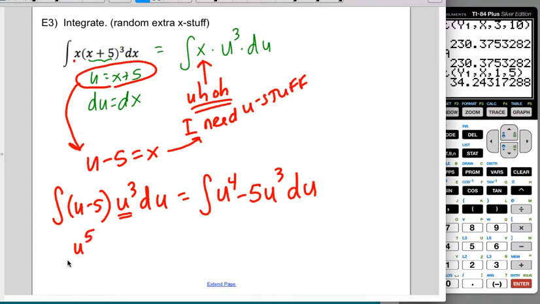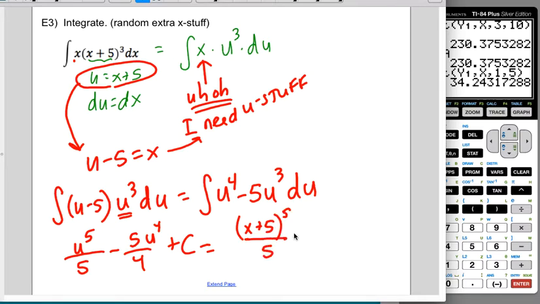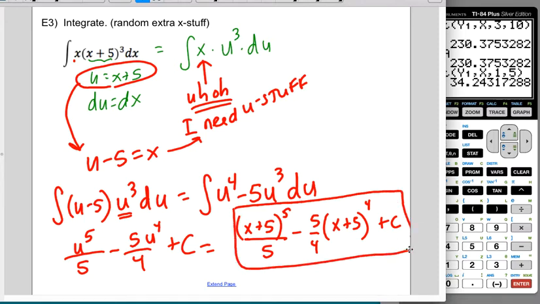Well, now it's a simple power rule. So I raise the power by 1, divide by the new power. Raise the power by 1, divide by the new power, plus c. So I'm going to get that this is x plus 5 to the fifth, all over 5, that's a lot of 5s, minus a 5/4 x plus 5 to the fourth plus c. And again, if you wanted to write that first one as a 1/5 in front of the x plus 5 to the fifth, you certainly could.